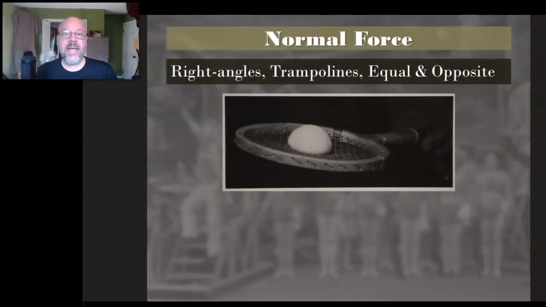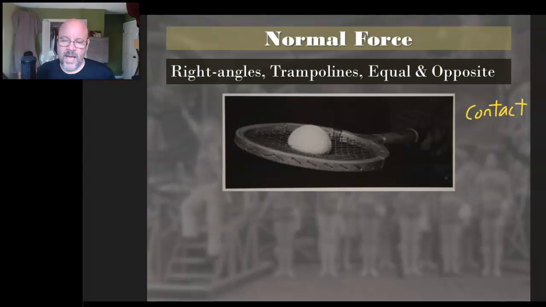Okay, another category of forces is the normal force. Now this is a very strange description, but what you need to think when you're thinking of a normal force is that we're talking about a contact force. Anytime you have two objects touching, you could have a contact force between them. All right. So this is pretty extreme.